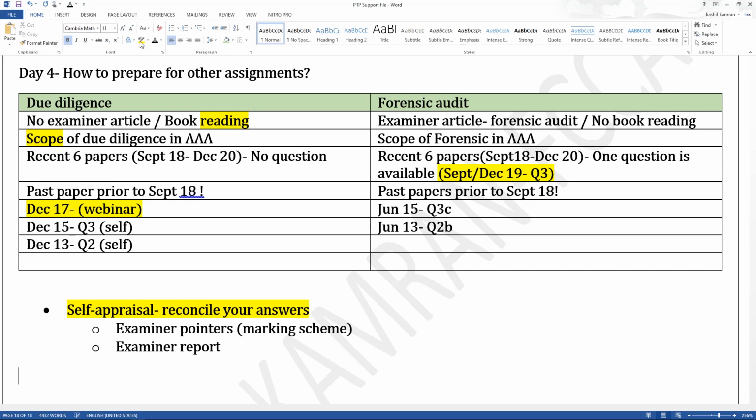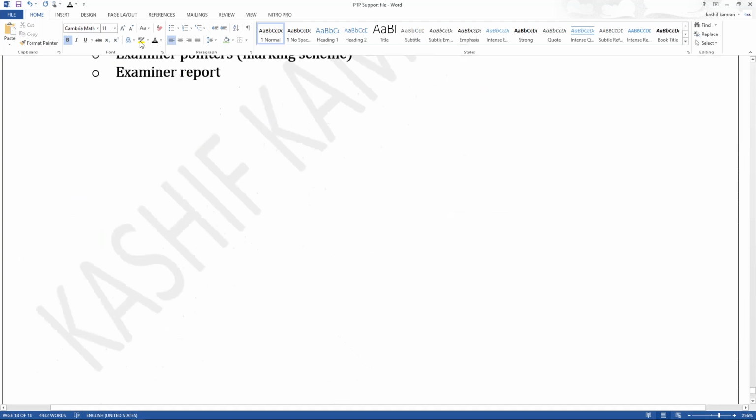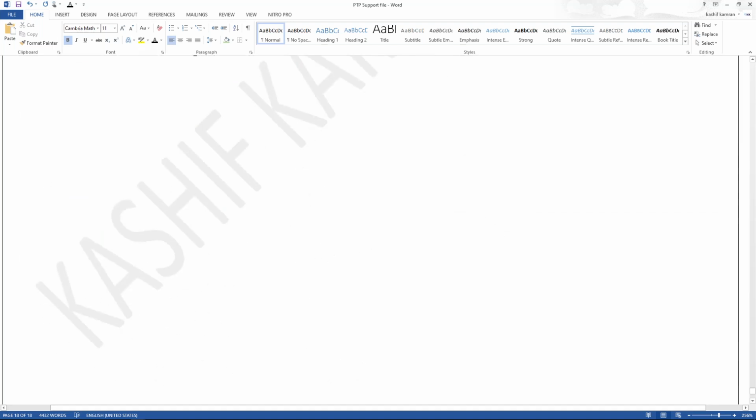Okay, moving on. Let's start with the agenda now: how to start things up, and how to prepare ourselves for due diligence and forensic today. I'll take each one of them one by one and we'll go down exploring. Let's first start with due diligence, the first topic. Up to the break, we'll do due diligence, and after the break, we'll do forensic.